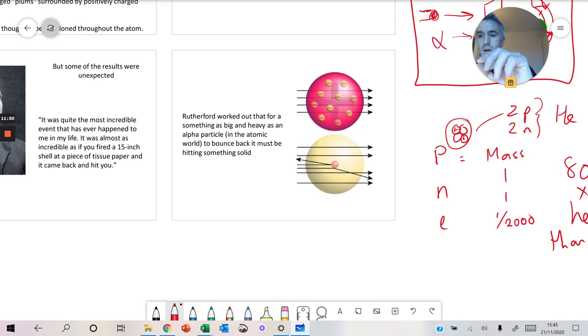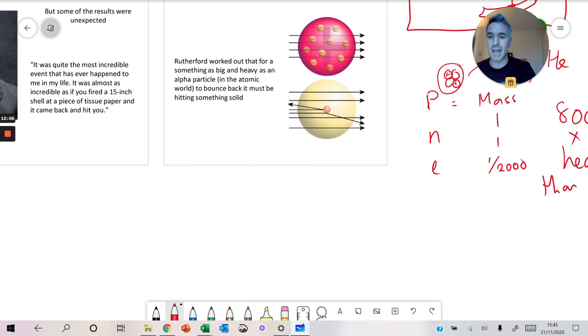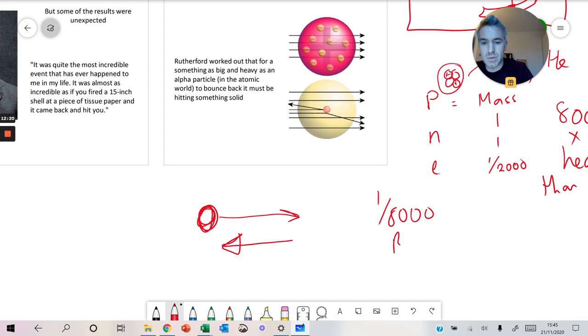So if the original model was correct, if the plum pudding model was correct, every single one of those alpha particles should go through and come out the other side. And most of the time that did happen. But think about it. If you're firing something really heavy and it bounces back, it has to have hit something, okay? So we're firing, and one in 8,000 bounces back.